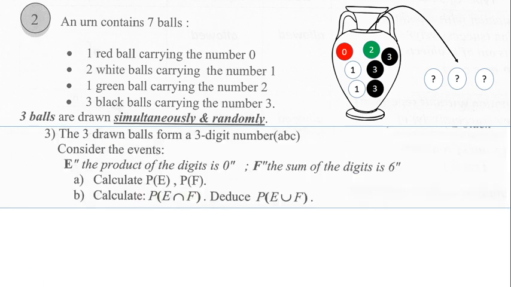Let's move to exercise number 3. Exercise number 3, we should be careful. Now we are working with the digits and not with the color anymore. The three drawn balls form a digit ABC, meaning however you place them, they give you the digit ABC. We have two events, E and F. E is focusing on the product is 0, and F is focusing on the sum of the digits is 6. By the way, the product is zero. Suppose I have three zeros or four zeros. To get the product zero, it's enough to get one zero. Calculate the probability of A.